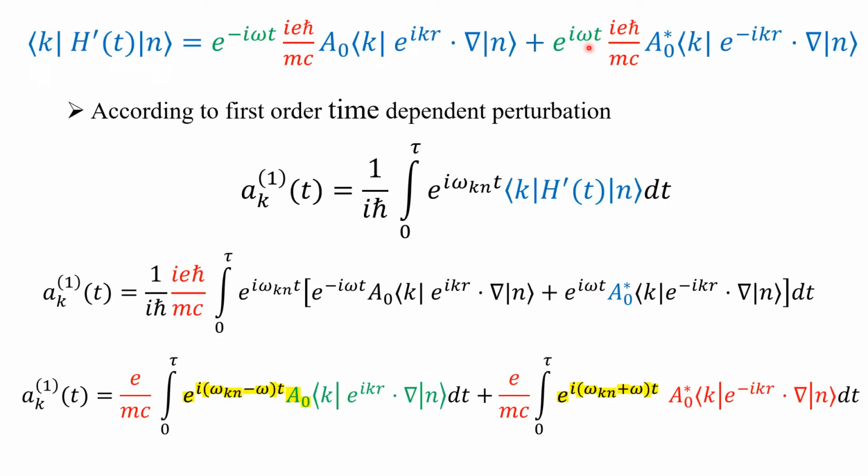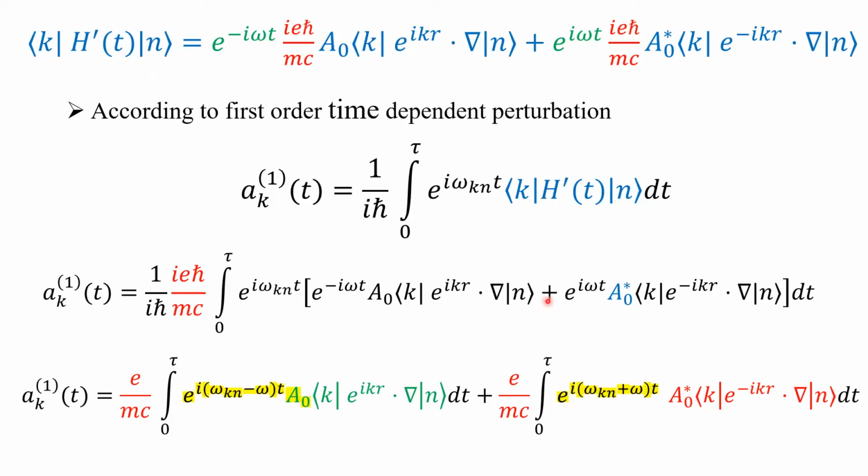Here, remember this is e power i omega t. Already I have taken this out: i e h cross over mc. So here you have a0 star and this inner product k e power minus ikr dot del, get n, so we are integrating over dt. If you multiply this and this, you will get e power i omega kn minus omega t. So a naught you keep as it is, and this inner product also you are keeping as it is.